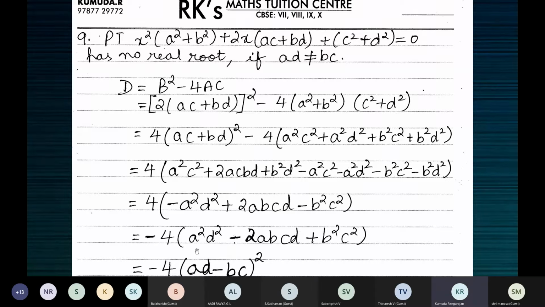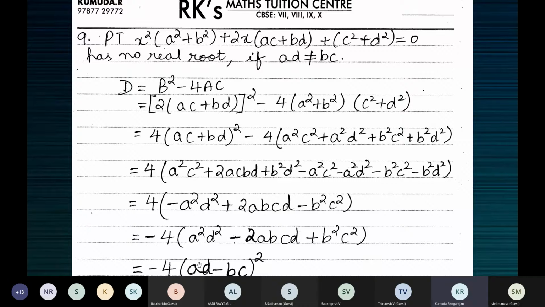Because this is the x square term, AD the whole square. This is BC the whole square. And this is the 2xy term: 2 into AD into BC, which is 2ABCD. That can be written as AD minus BC the whole square.